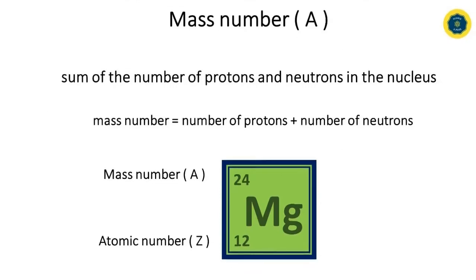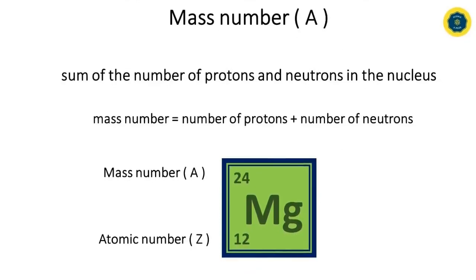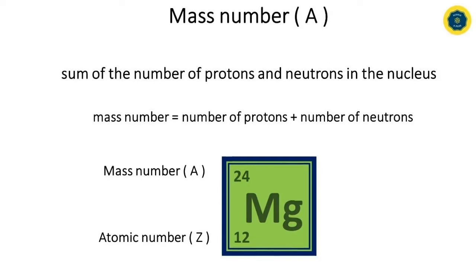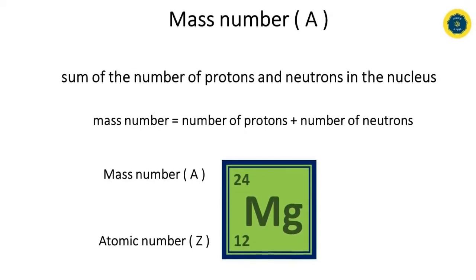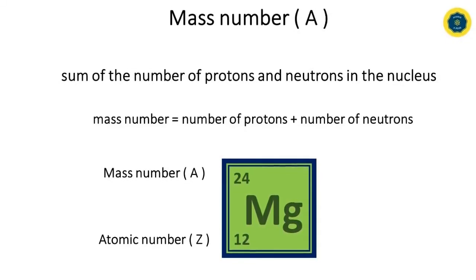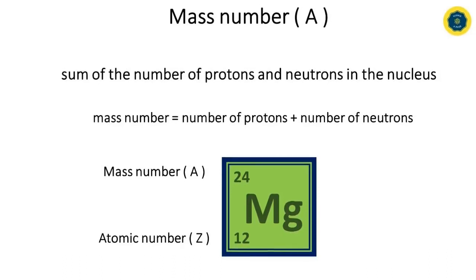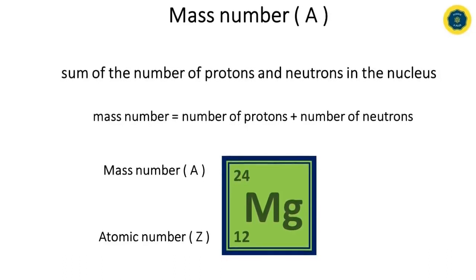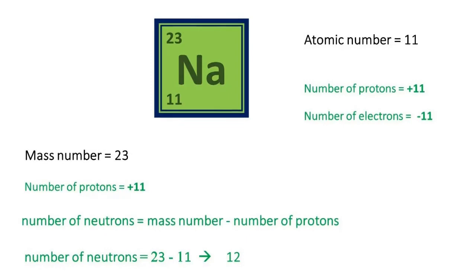Mass number. It is the sum of the number of protons and neutrons in the nucleus. Here are some examples to clarify this theory lesson.